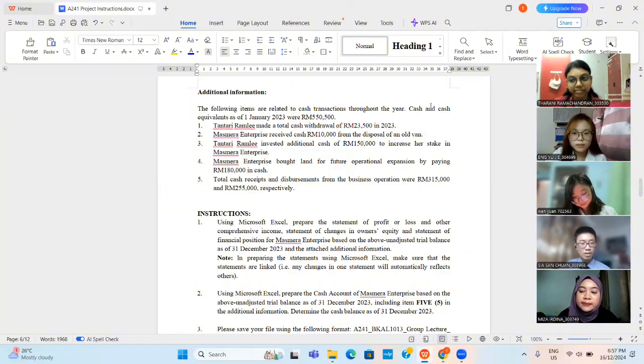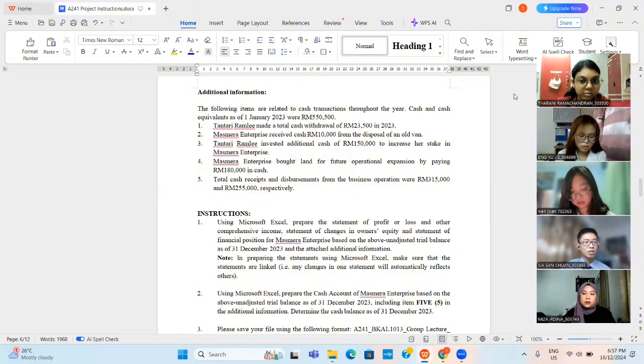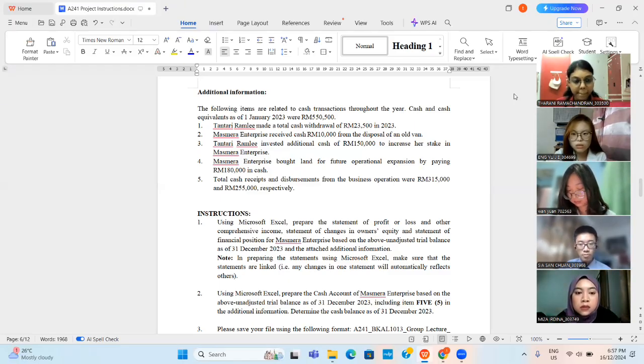Okay. For the third, Tantali Ramli invested additional cash of 115,000 to increase her stake in Masmera Enterprise. For the investor's additional cash, we know the organization received money, so it's adding cash. For number four, Masmera Enterprise paid 180,000 to buy land for future operation expansion by paying cash. So this is an expense, because the organization spent cash.